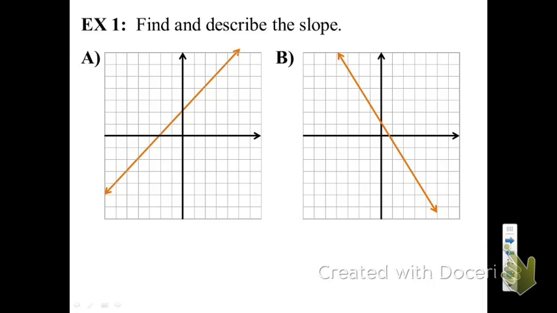Okay, here I'm going to ask you to find and describe the slope of each line. So what you're going to want to do is pick some points on the line. I'm going to pick this one and this one, and I'm going to count here. This says a plus 2 to go up, and to go over it's a positive 2.